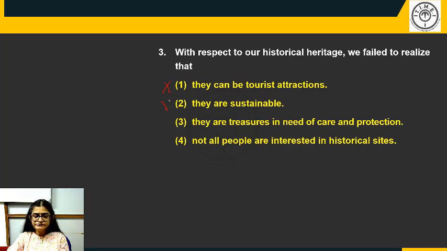Okay. They are treasures in need of care and protection. Absolutely. Not all people are interested in historical sites. Does it say that? No. So, 3 is the answer. Okay.